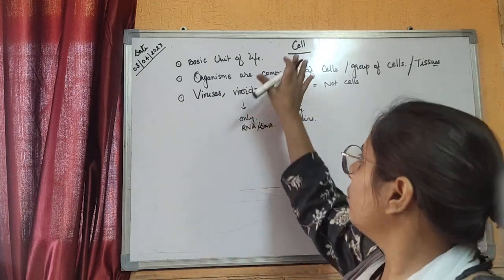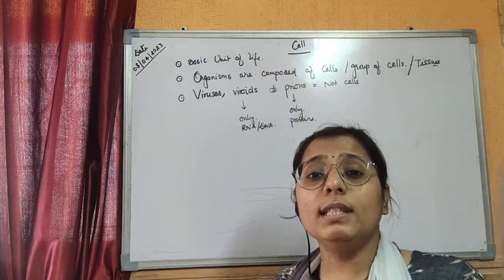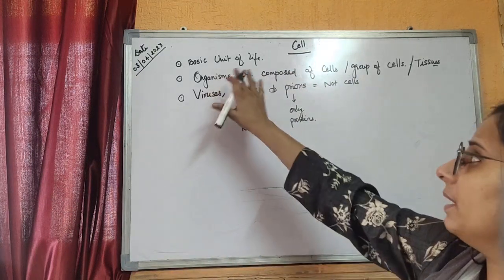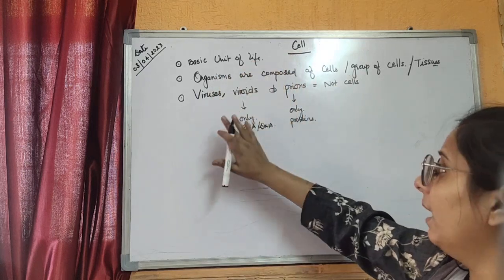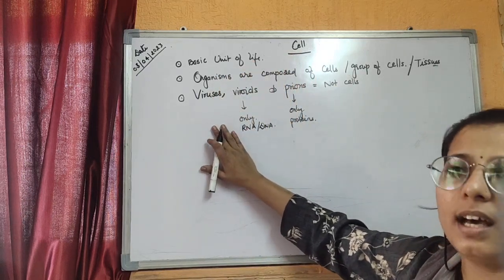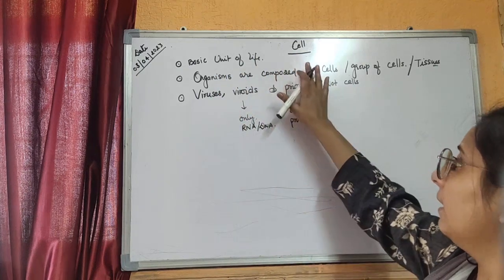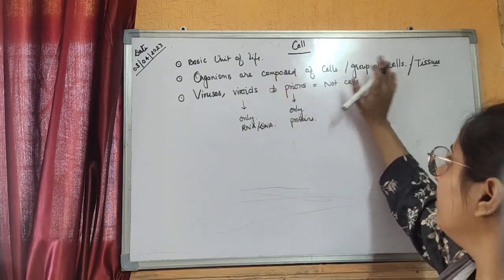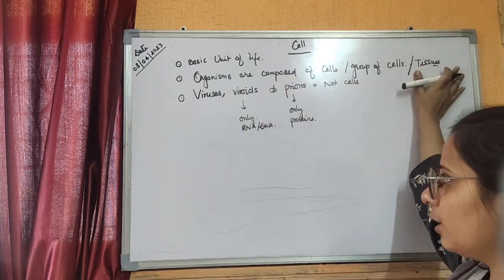Today we will study about the cell. Now first, what is a cell? A cell is the basic unit of life, and all organisms are made up of cells, or they can be made up of groups of cells called tissues.